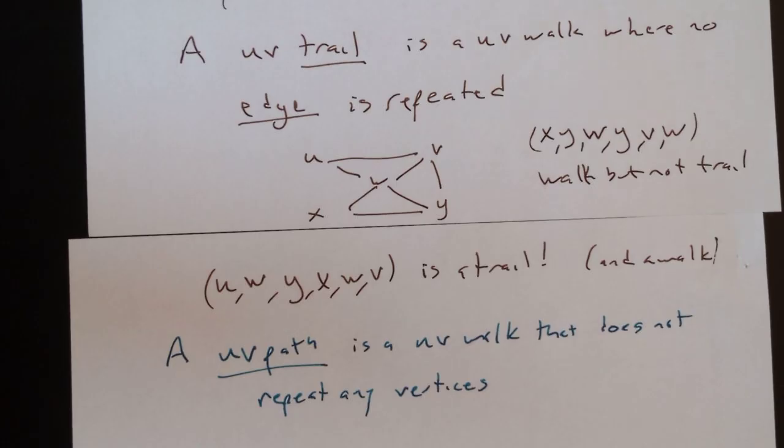Please note, a path is a walk that doesn't repeat any vertices. Every trail is a walk, but not every walk is a trail. Every path is a walk. Is every path a trail?